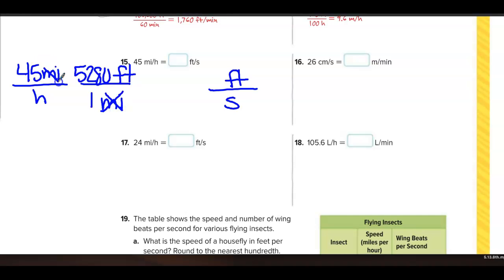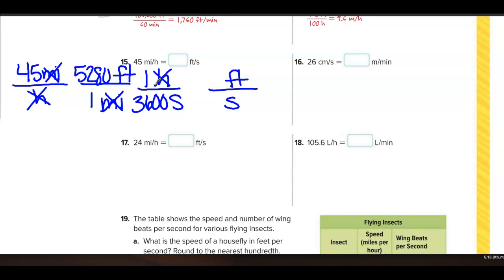I can cross off my mile label. Then since hours is on bottom, I need to put it on top. I want my bottom label to be seconds, and there are 3,600 seconds in 1 hour. I can then cross off my hour labels. So then I would multiply.